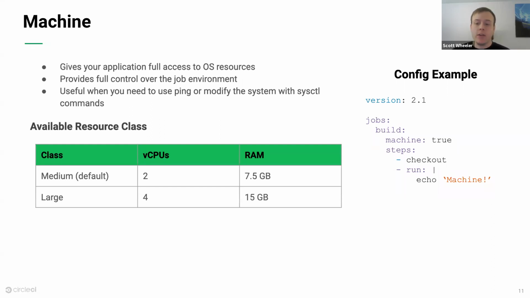One caveat I'd like to note about machine is the spin-up time. In the Docker executor, we typically see a spin-up time around a few seconds. The machine executor can take anywhere from 30 to 60 seconds to spin up before your build will start running.